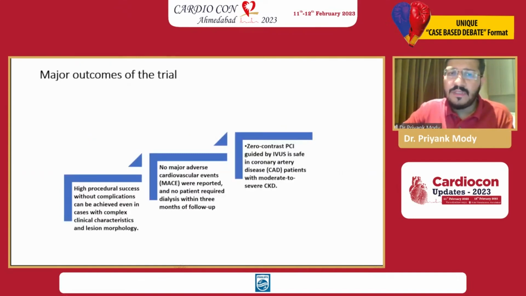High procedural success was achieved without complications, no major adverse event, not even one patient required dialysis. So zero contrast PCI guided by IVUS is a very safe thing to do in coronary artery disease, particularly in patients with moderate to severe CKD.